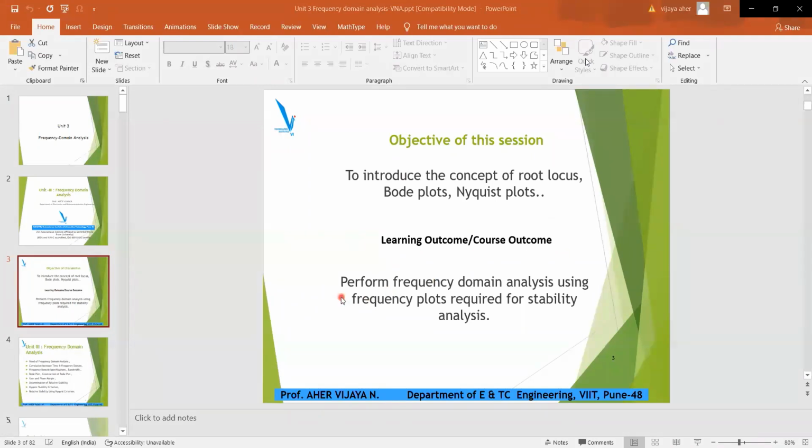So what is the outcome? The outcome is to perform frequency domain analysis using frequency plots. All these are frequency plots required for stability analysis. Depending on these plots, we are going to conclude whether our system under consideration is stable, unstable, or marginally stable. Now let us proceed.